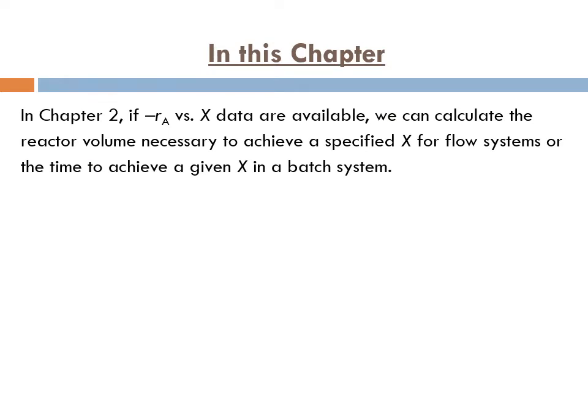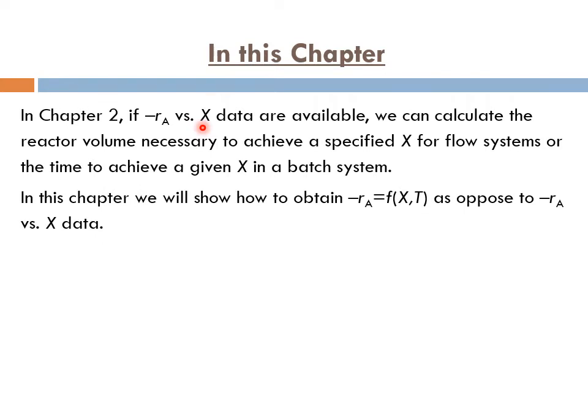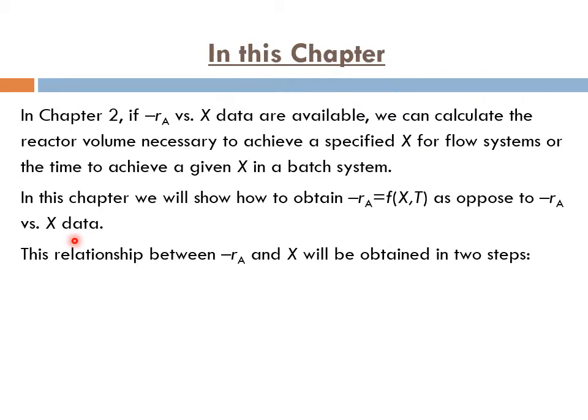In chapter 2, we have learned that we need some kinetic data, like the rate of reaction versus conversion, in order to design a reactor. In this chapter, we will show how to obtain the rate of reaction as a function of conversion and temperature, as opposed to having the rate of reaction versus X data in tables.